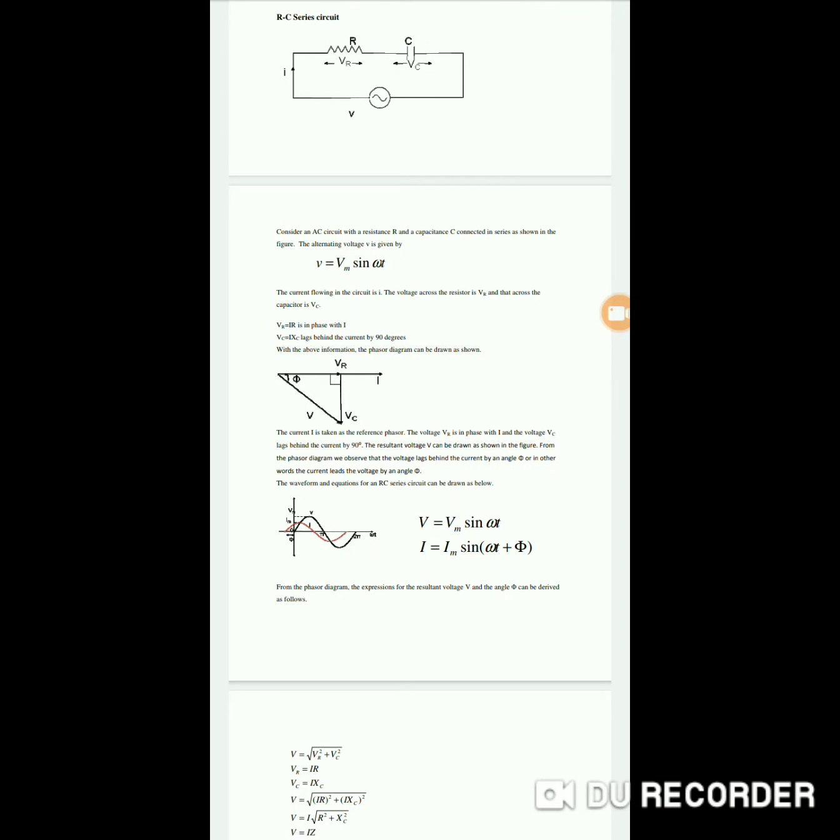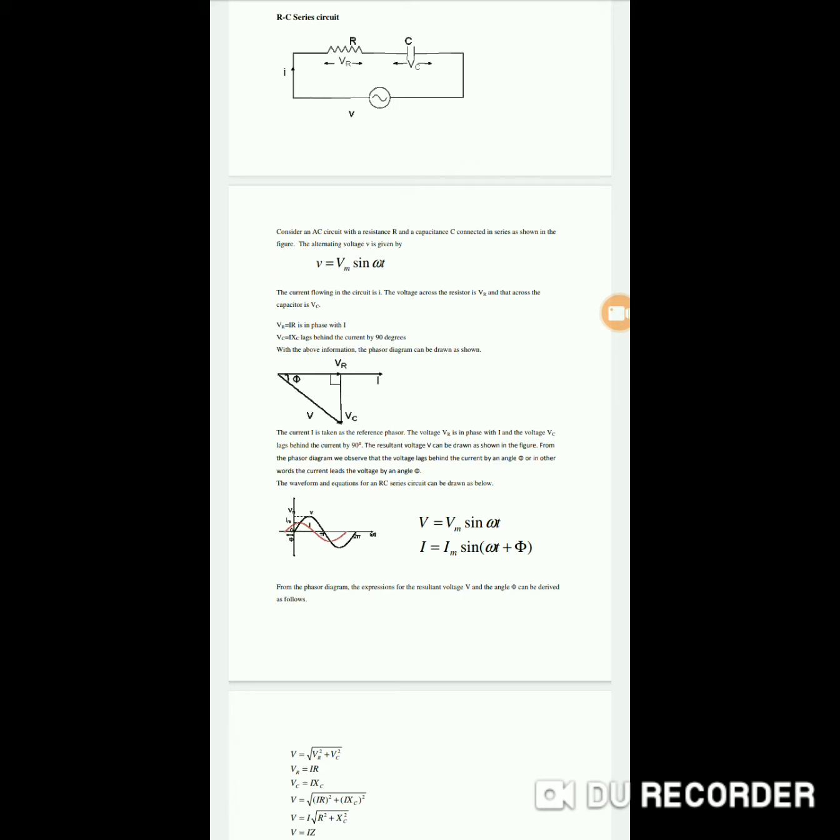Hello everyone. So now we'll see about the RC series circuit. In the last video we saw the combination of resistance and inductance. Now we'll see the combination of resistance and capacitance. In the circuit, you can see it has resistance and capacitance.